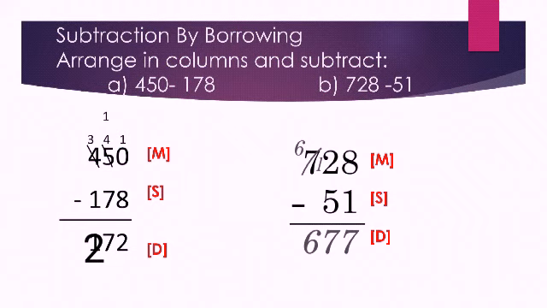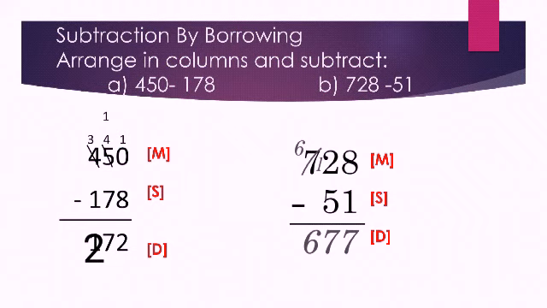So here is 450 minus 178. Write 450 first, since it is the greater number in the subtraction. It is your minuend, then 178. Now 0 is smaller than 8. You cannot subtract 8 from 0.